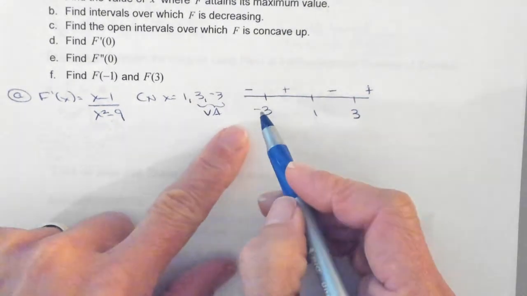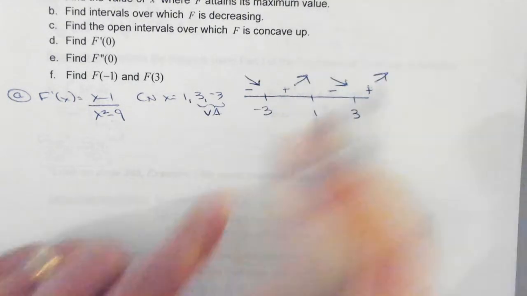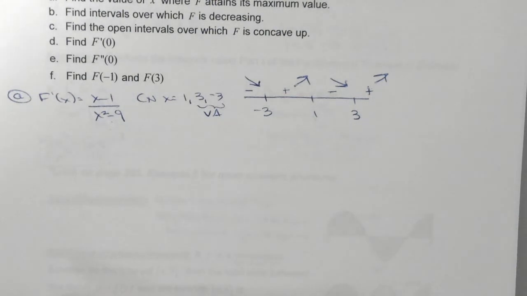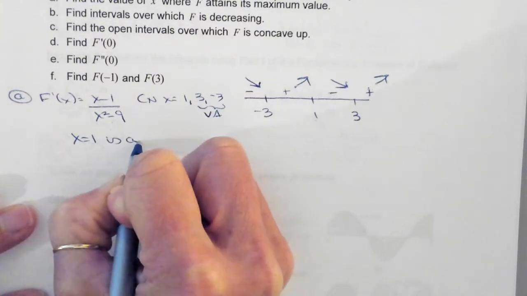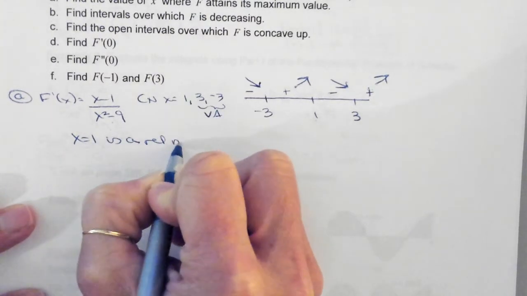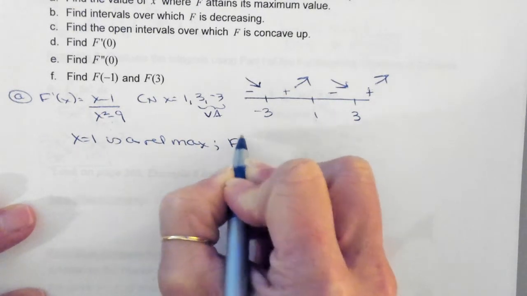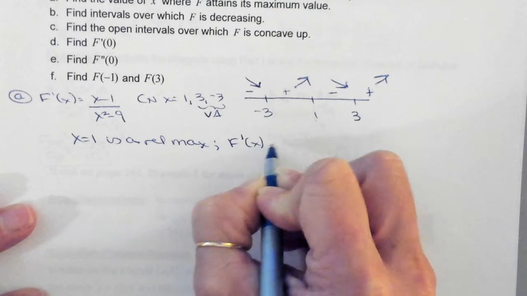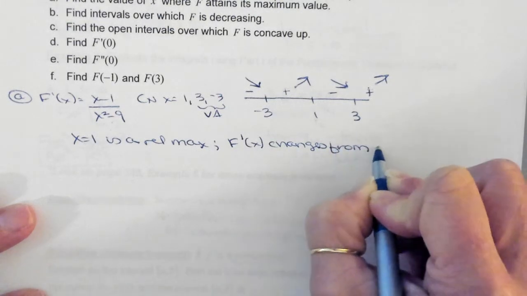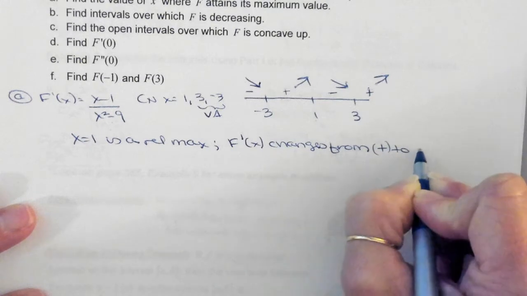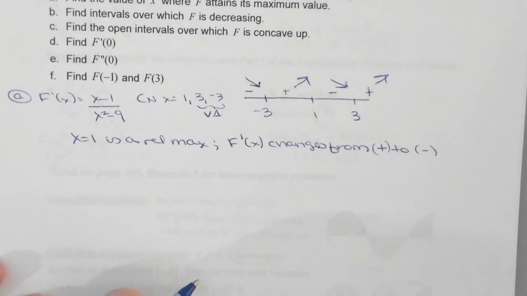So what this means about f of x: decreasing, increasing, decreasing, increasing. Where do I have a maximum value? Okay, so what you would say is x equals 1 is a what? Relative max. Why? Because f prime changes from positive to negative. That's right. So this is my justification. You have to make sure you read the directions on a test or quiz.